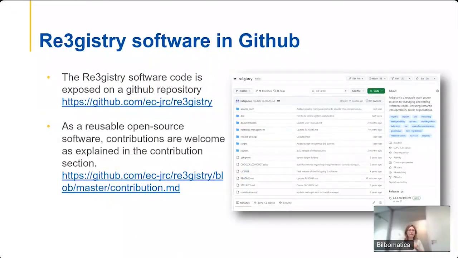I am going to make a brief reminder about the two repositories that we have in GitHub. The code is exposed in GitHub, the registry code. First, the registry is exposed on a GitHub repository. It's a reusable open source software, so contributions are welcome. And we have a part where we explain how to make a contribution inside the code.